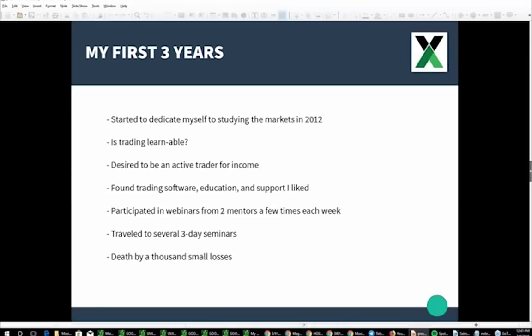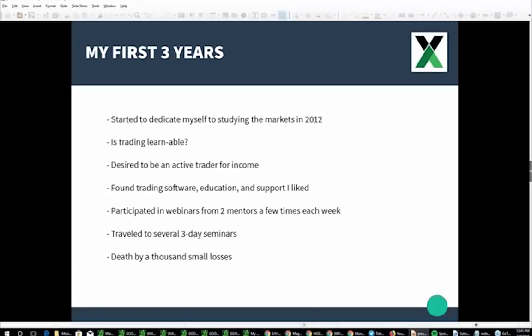And that's where I found some trading software through my mentors. I did the education thing, and I found the support that I liked. I had trading groups, I had the seminars, and I participated in the webinars also from the mentors several times a week. But honestly, my first 3 years, I didn't get anywhere with it. I'd have some wins, I'd have some losses, I'd have a good win, and then I'd get about three or four little losses that would just add up and wipe out my wins.